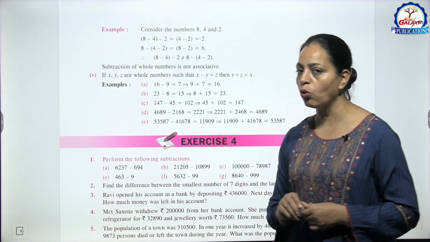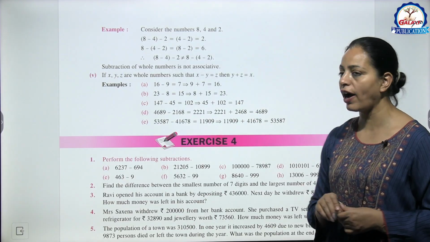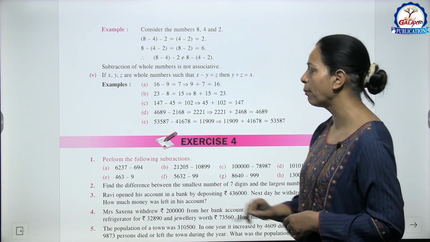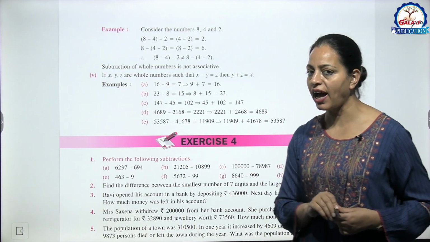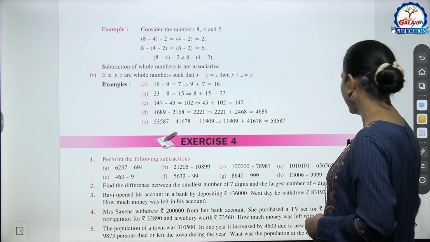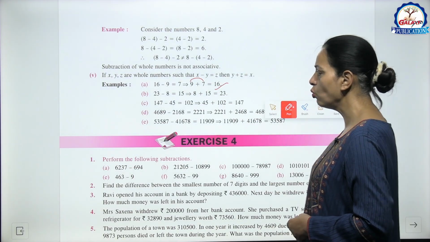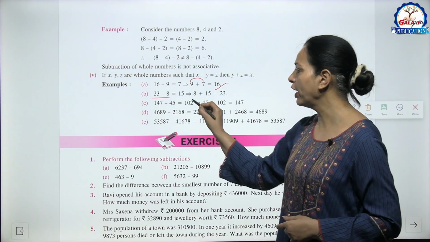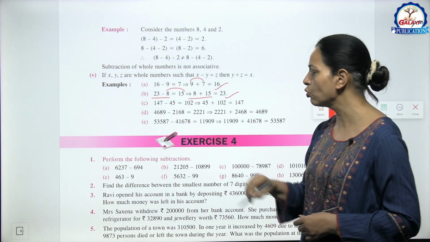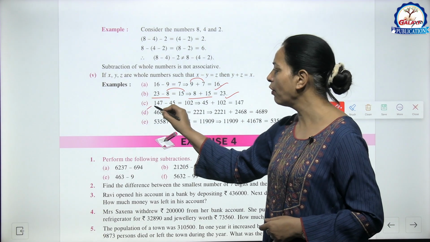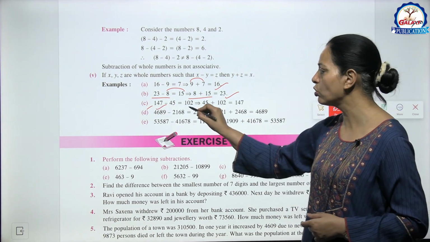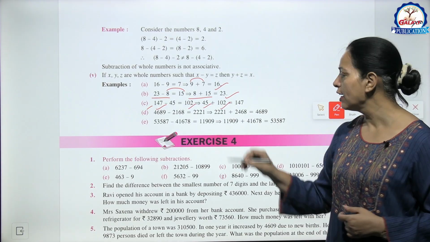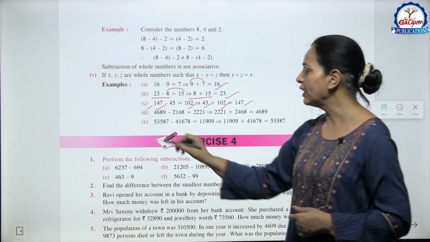If x, y, z are whole numbers such that x minus y equals z, then y plus z equals x. See example A part, 16 minus 9 equals 7. Then we can write 9 plus 7 equals 16. B part, 23 minus 8 equals 15. We can write 8 plus 15 equals 23. C part, 147 minus 45 equals 102. Then we can write 45 plus 102, that is 147.